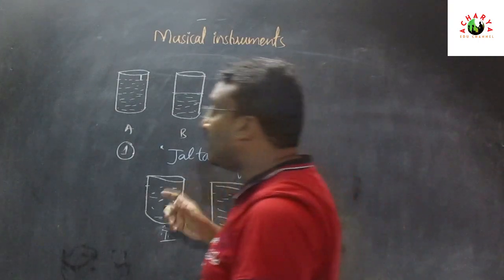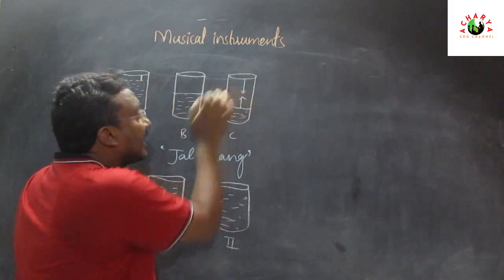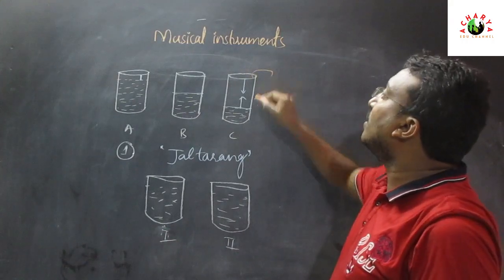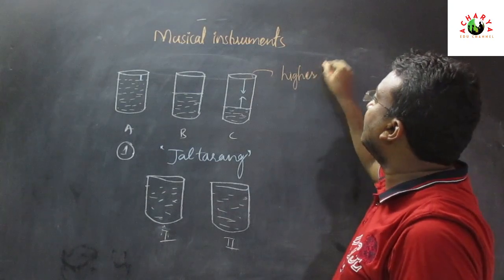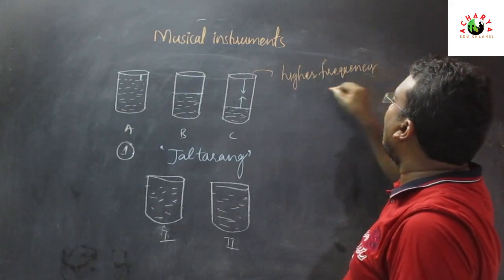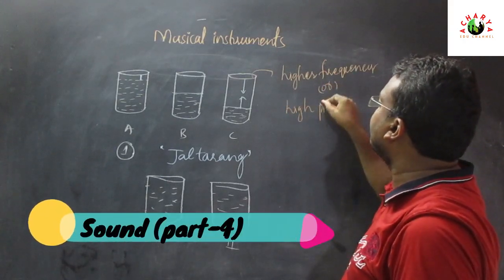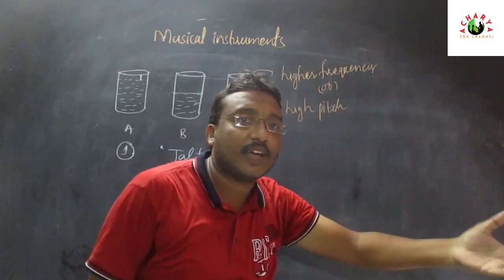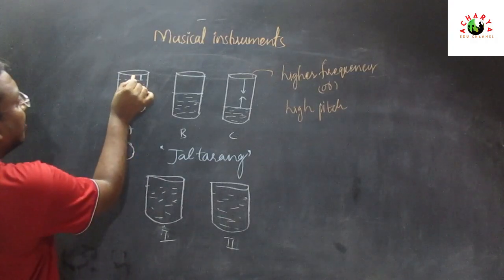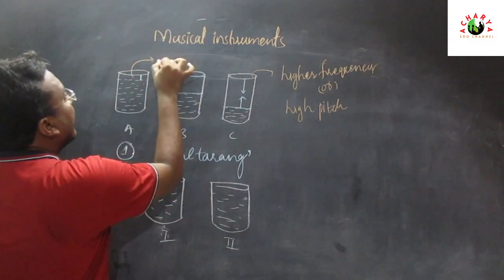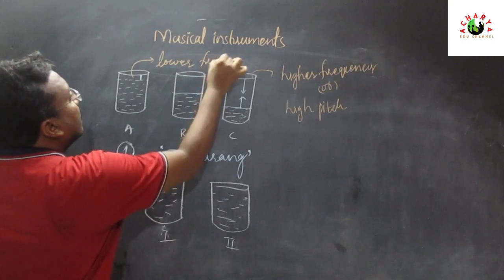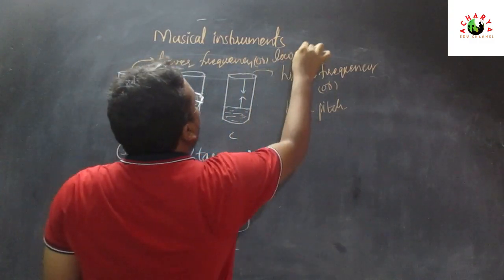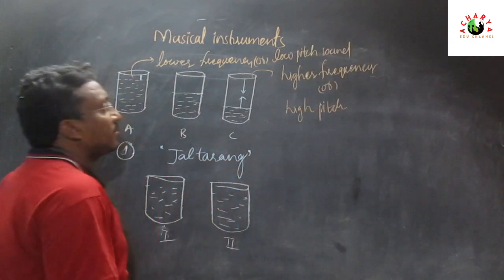Which factor is responsible for producing the different sounds in this activity? The air column only. The sound produced by the glass which contains the maximum air column has a higher frequency, or we can say higher pitch. The glass which contains the minimum air column has a lower frequency of sound, or low pitch sound.